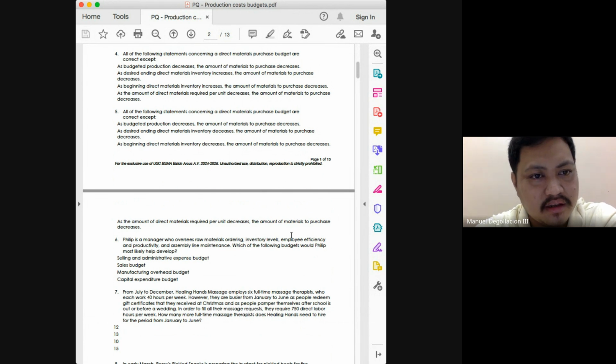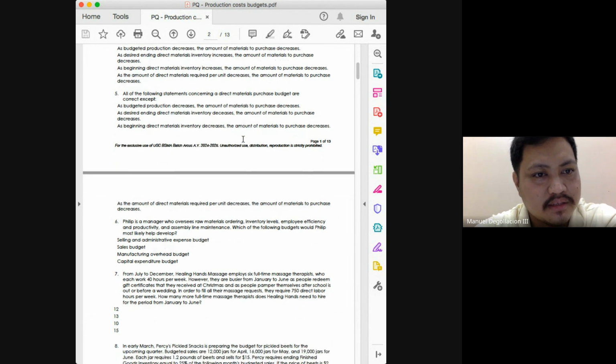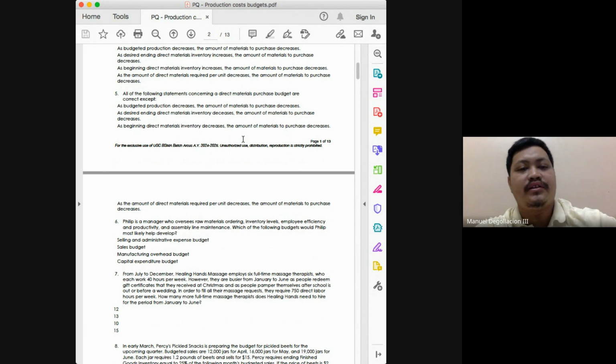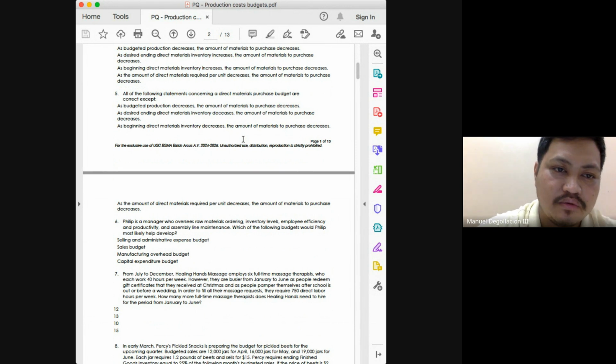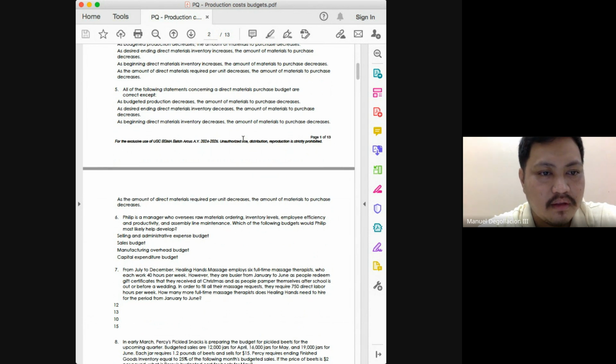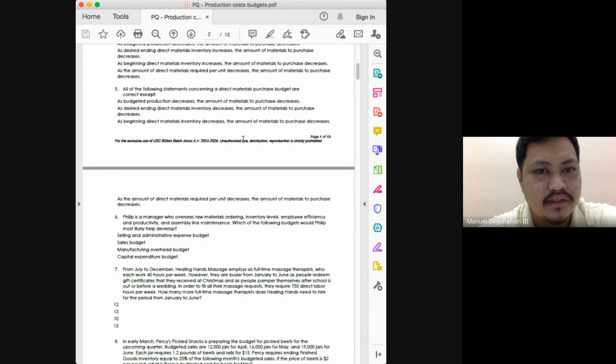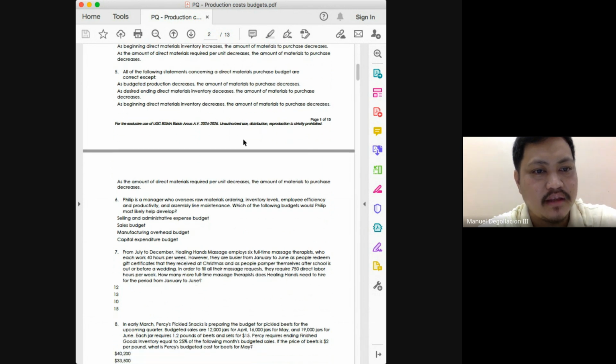As desired ending direct materials inventory decreases, target inventory goes down, the amount of materials to purchase will also go down. Okay, all things held constant, this statement would be correct. Next, as beginning direct materials inventory decreases, meaning existing inventory decreases, the amount of materials to purchase also decreases. No, the lower the number of materials you have on hand, the more materials you will have to purchase. So the answer here would be the third choice. It is the false statement.